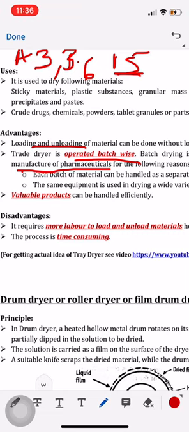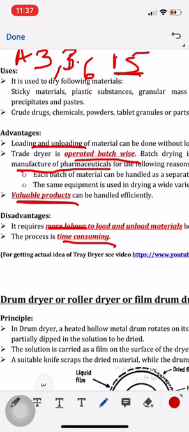Then the other important part is valuable products can be handled very efficiently. If you have a valuable product, then loading and unloading has to be done by yourself only, or by laborers only. So you can protect it, and the loss of valuable materials will be less. If we talk about disadvantages, then loading and unloading has to be done manually. So that increases the labor cost and is a time consuming process.